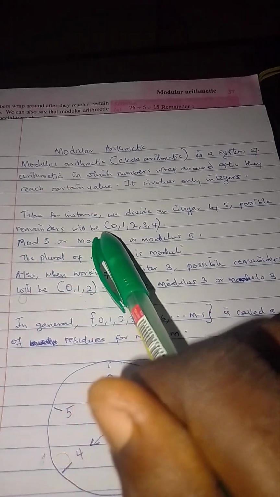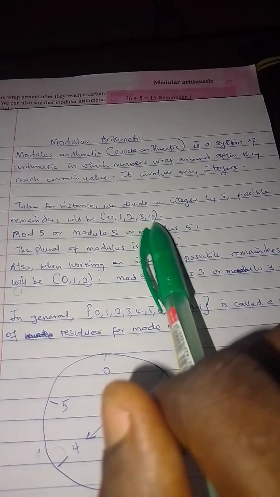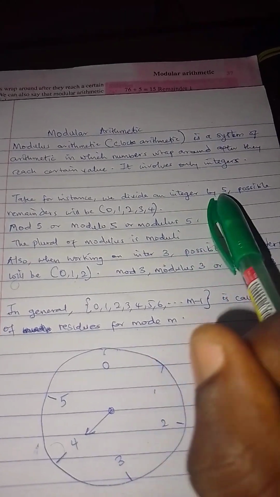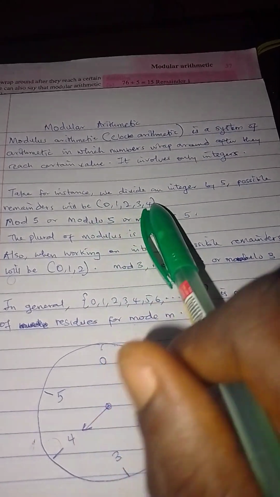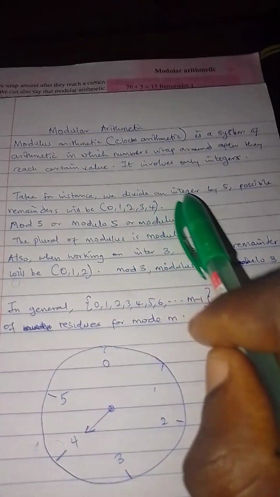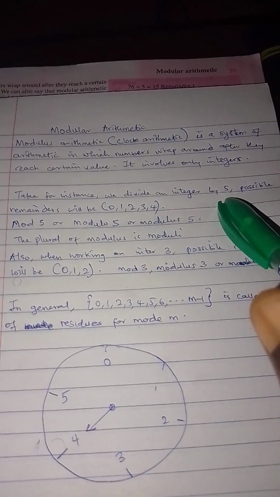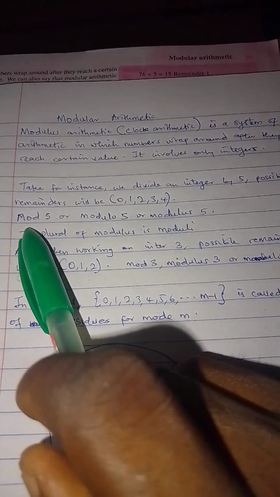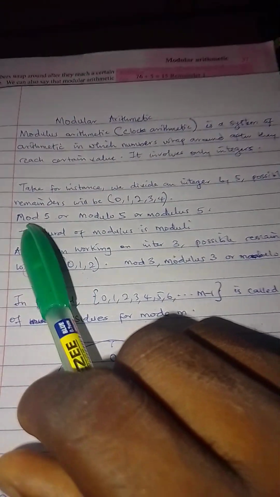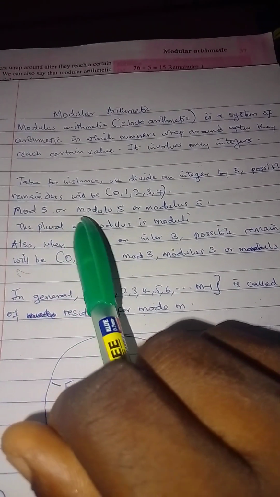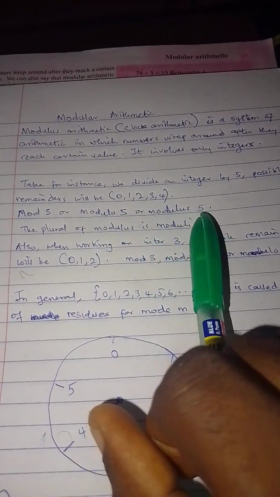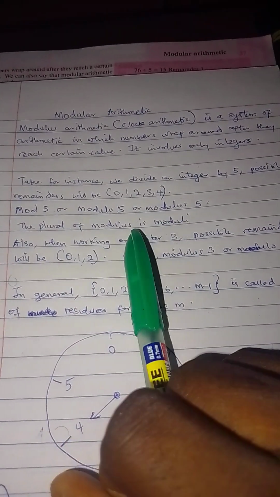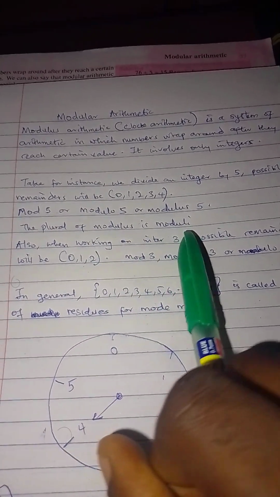Possible remainders will be what? 0, 1, 2, 3, and 4. When we are working on 5, the highest remainder will be 4, because whatever we are working on minus 1 will give us the highest value that we can get as the residue or remainder. So when we see this, it shows we are working on mod 5, or we can say modulo 5 or modulus 5. Now the plural of modulus is moduli.